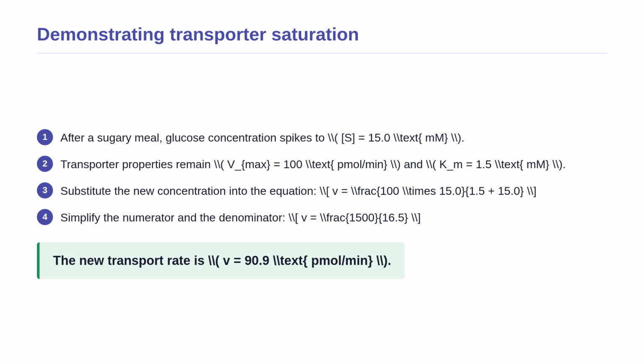Multiplying the numerator gives us 1500. Adding the denominator gives us 16.5. Notice how the denominator is now heavily dominated by the substrate concentration. Dividing 1500 by 16.5 yields a rate of 90.9 picomoles per minute. Even though the glucose concentration increased by a massive factor of 5, the speed only increased from 66 to 90. This physically proves that the carrier proteins are nearly saturated. They are working as fast as possible and cannot exceed their limit of 100.